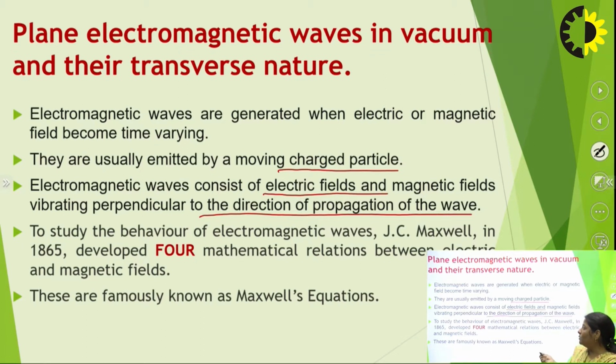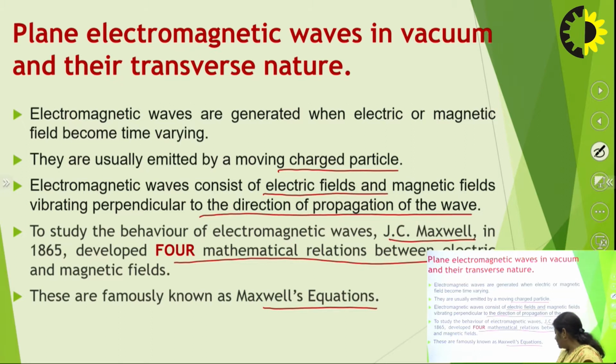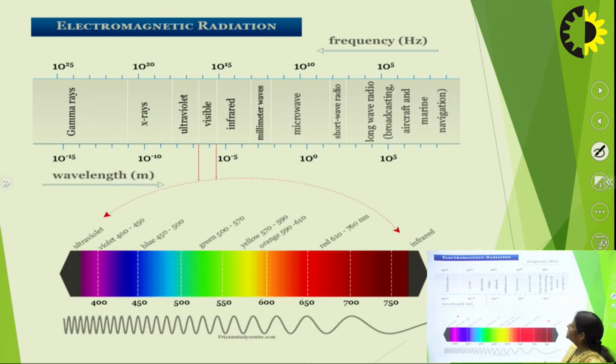So if we talk about their study, their study was done by J.C. Maxwell in 1865, where he developed 4 mathematical relations between the electric and the magnetic fields, and these 4 relations are famously known as the Maxwell's equations. All right. So these equations he used to study the nature of the electromagnetic waves. These are very famous equations, and these are the only equations which are used in the study of electromagnetic theory.